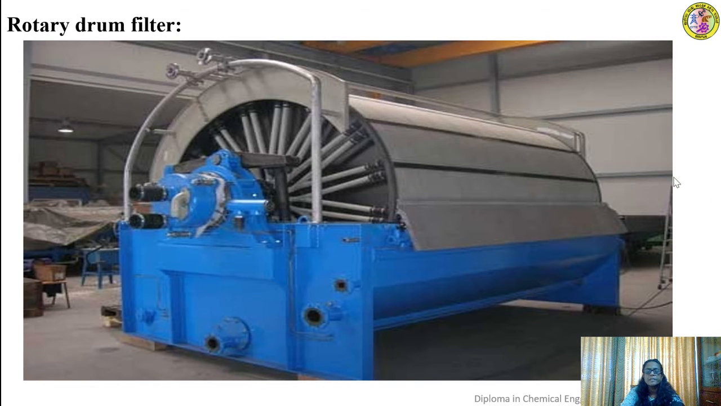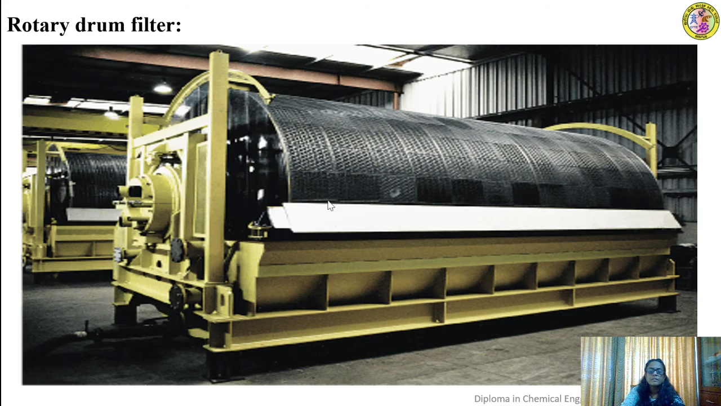So this is a real picture of a rotary drum filter that is used in industries. This is a doctor's knife that is performing the cake dislodging operation. Here is also one of the pictures showing you the outer surface of the drum. You can see here that the outer surface of the drum has perforations.